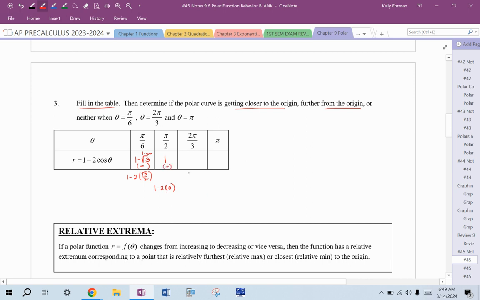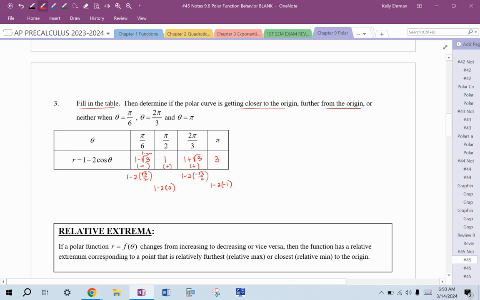2 pi over 3. That's 1 minus 2 times the cosine of 2 pi over 3, which is negative radical 3 over 2. So now we're at 1 plus radical 3, which is also positive and larger than 1. And then finally, we plug in pi. That gives us 1 minus 2 times negative 1. 1 plus 2 is 3, definitely larger than 1 plus radical 3.